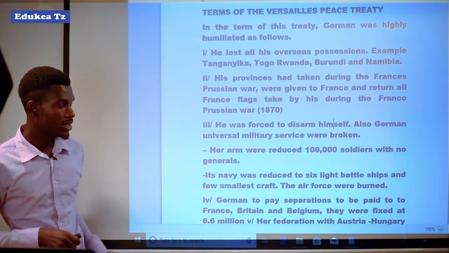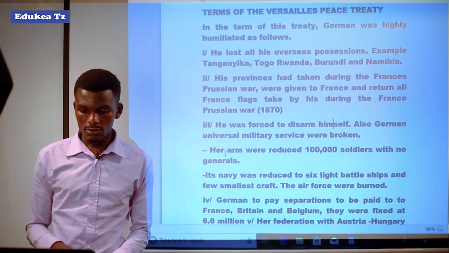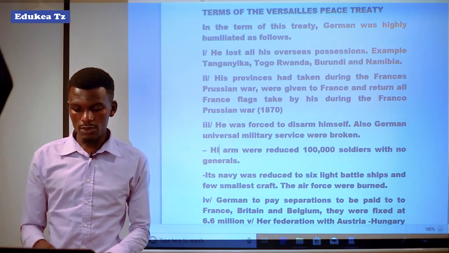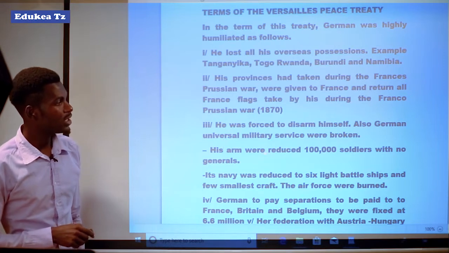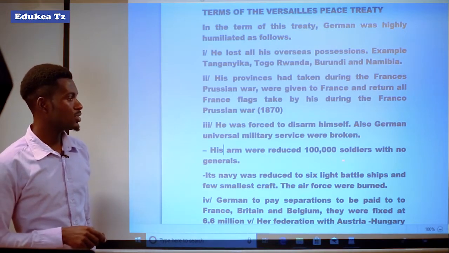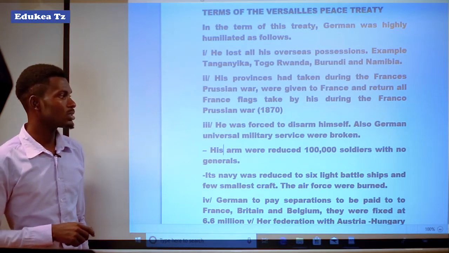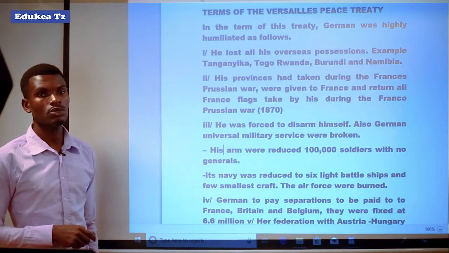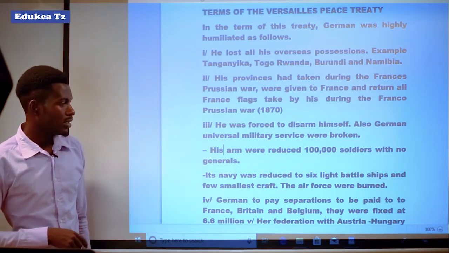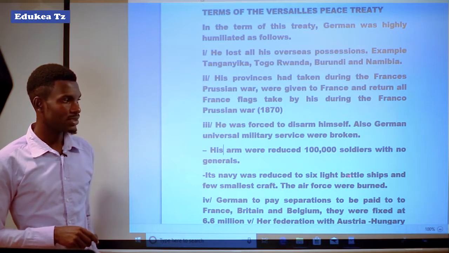But also, his army was reduced. It means the German army was reduced to 100,000 soldiers with no generals. Its navy was reduced to 6 freight battleships.